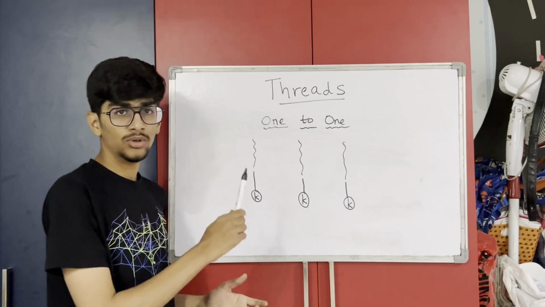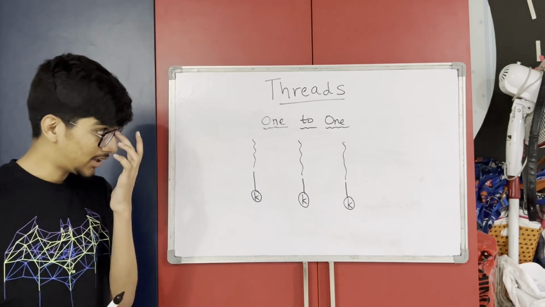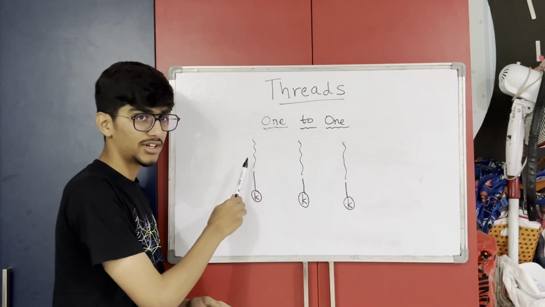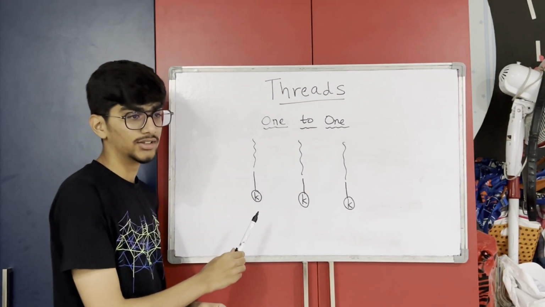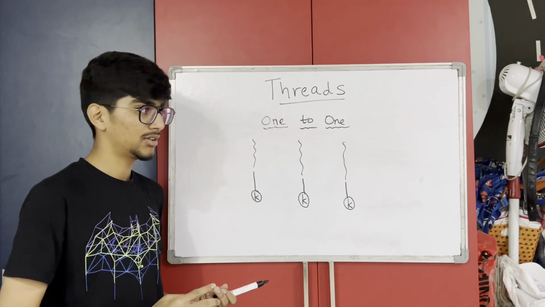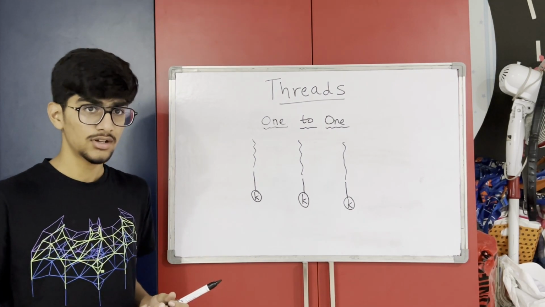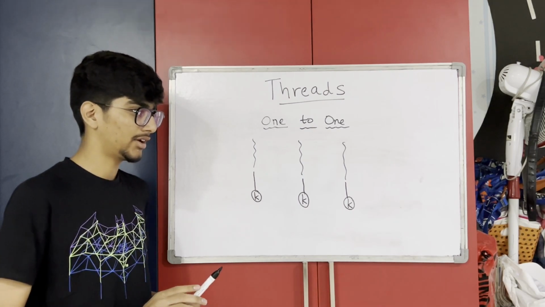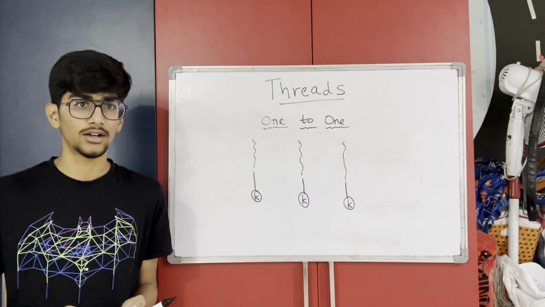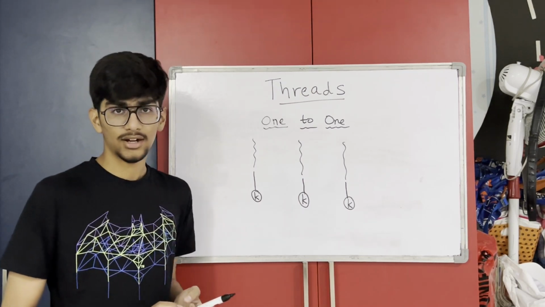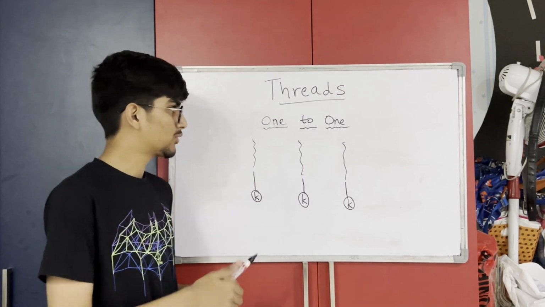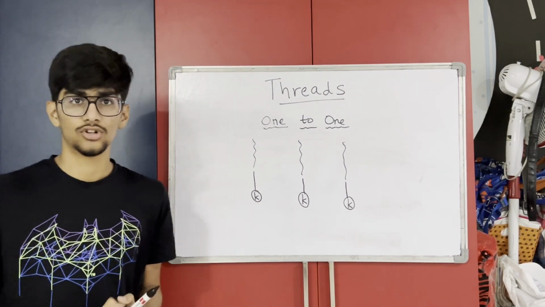But it has only one drawback, and that is the creating of a user thread needs creating of a kernel thread. Now creating a kernel thread might affect the speed of an application. So most of the times in many operating systems there is a limit on the number of kernel threads you may create. So this negatively impacts the application or web application. So that was about the one-to-one model and its drawbacks.